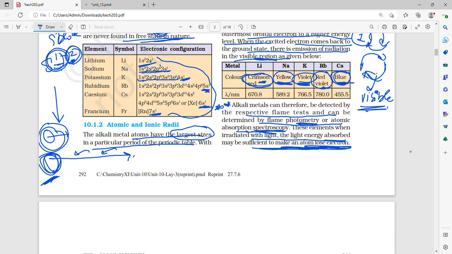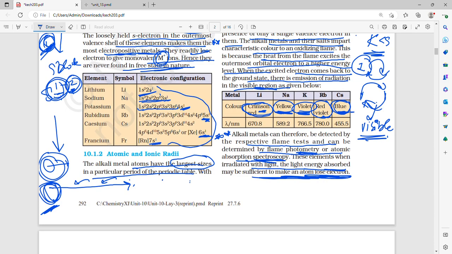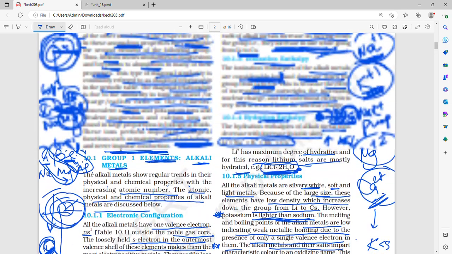Now atomic and ionic radii. The alkali metal atoms have the largest sizes in a particular period of the periodic table. That is, alkali metals have the largest atomic and ionic radii in a period, because with increasing nuclear charge across the period, the atomic and ionic radii decrease. Since this is group 1, the first group, the atomic and ionic radii are largest in alkali metals.